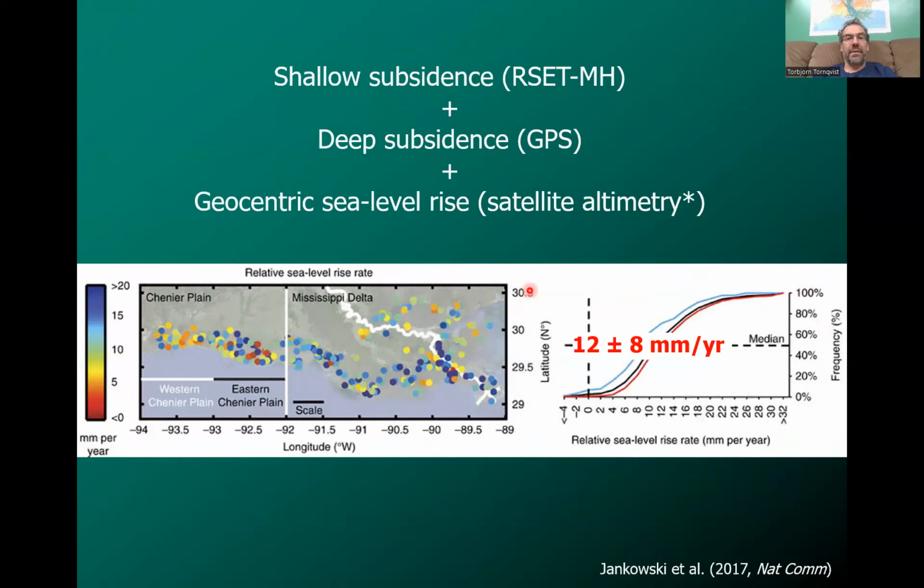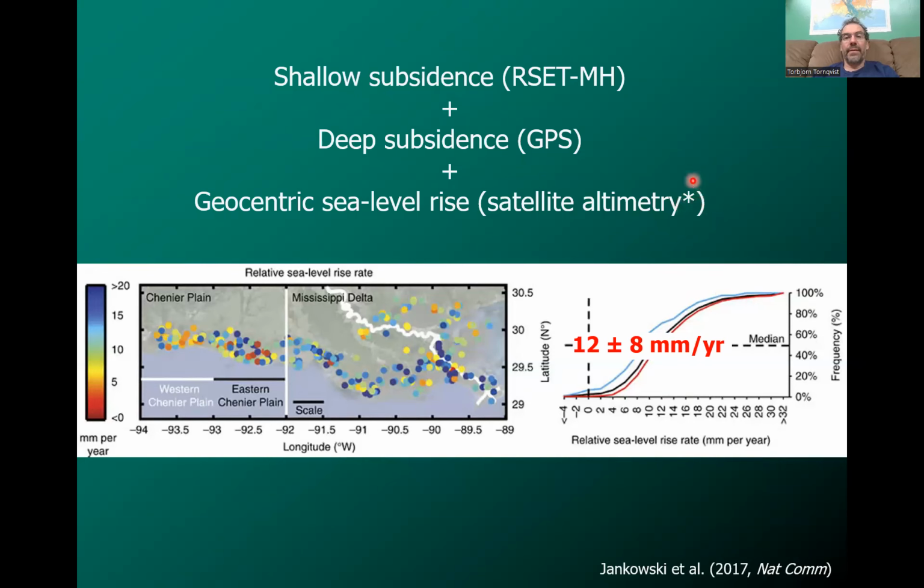And without going into any further details, I'm jumping straight to the end result here, where we're looking at the rate of relative sea level rise, so that's the sum of this shallow subsidence from our set marker horizons, the deep subsidence from GPS, and then the geocentric sea level rise. And in this case, that gives us an average value of 12 plus or minus 8 millimeters per year for this region. But you can see that there is a lot of variation, and you can see that very well here. Here as well in these cumulative frequency distributions.